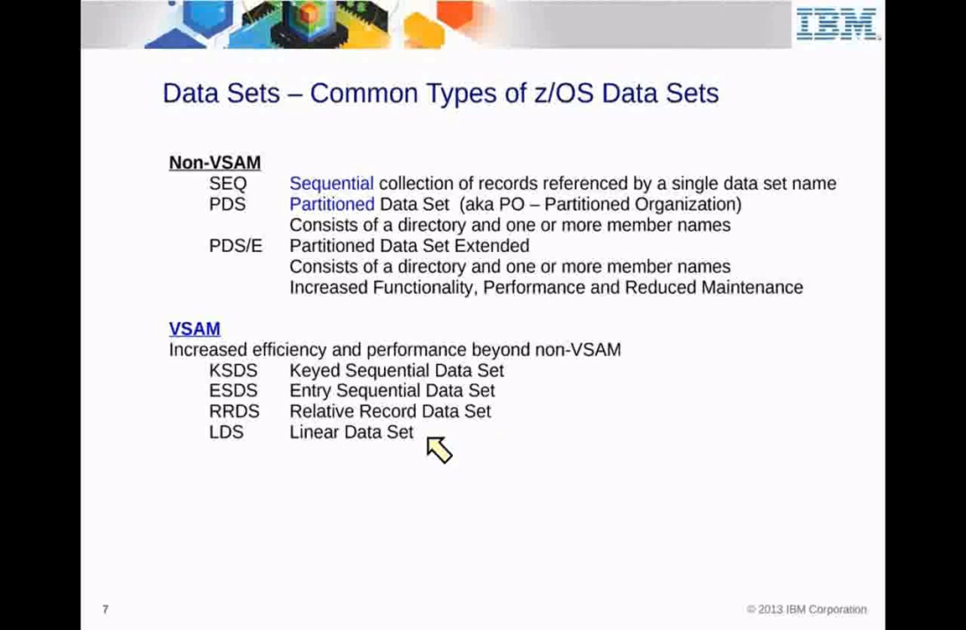The difference between a linear data set and the KSDS, the ESDS, and the RRDS is that in those first three, there's metadata inside the VSAM data set that talks about the attributes of the records inside of there. A linear data set has no metadata inside the VSAM. It says whoever's going to put things here, they're managing it, like DB2 or Unix.